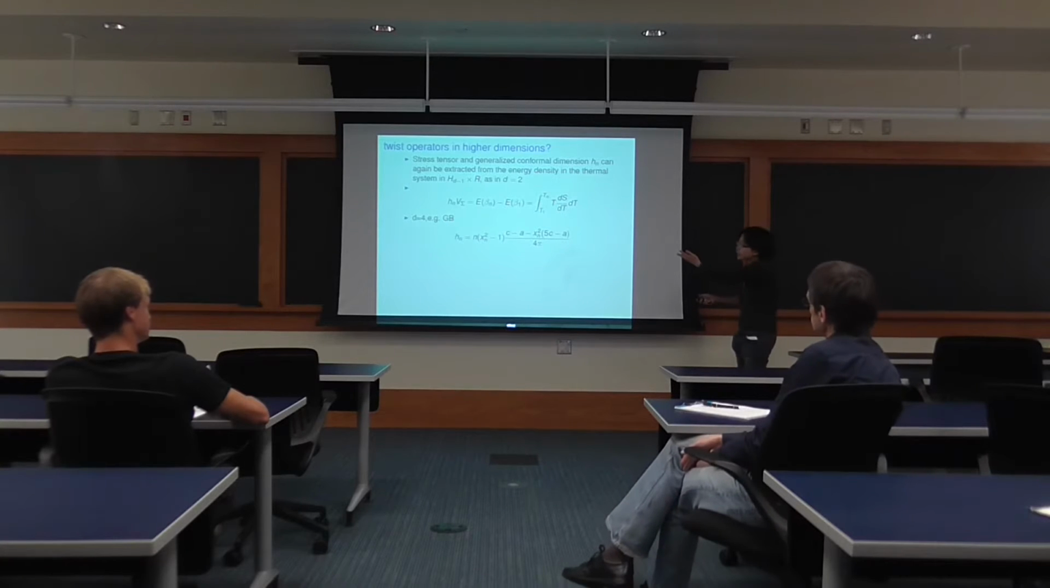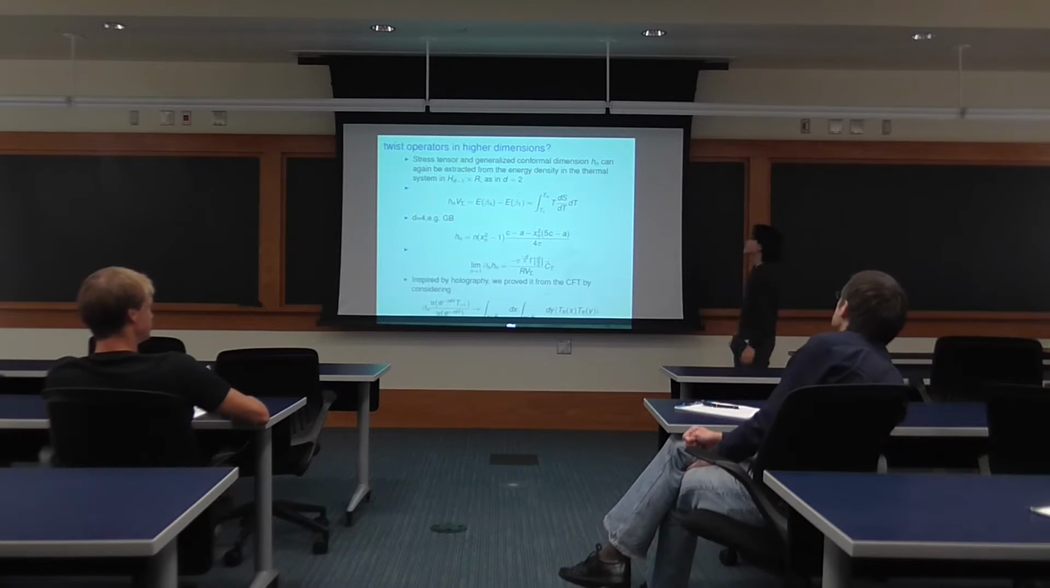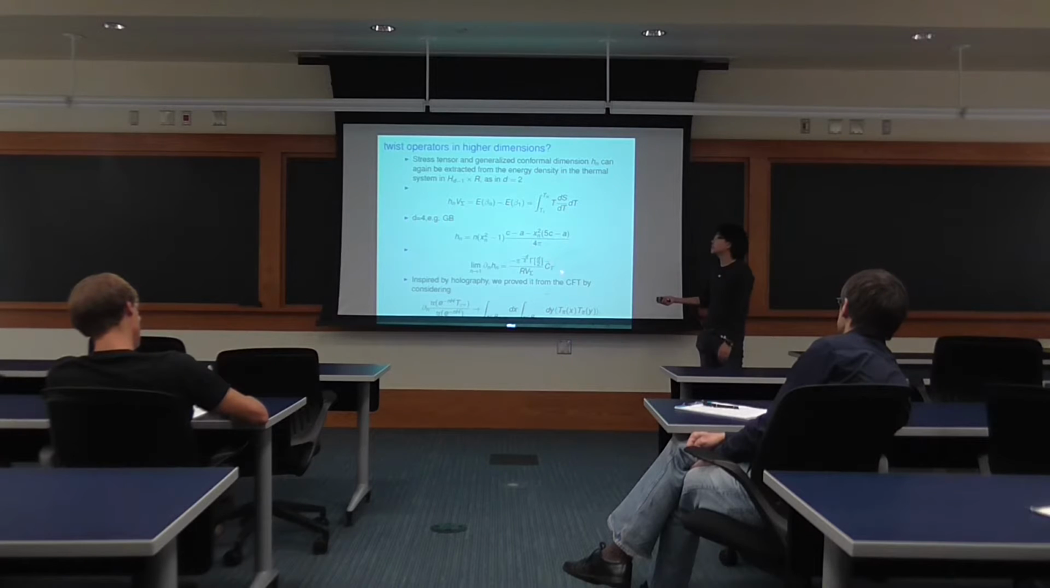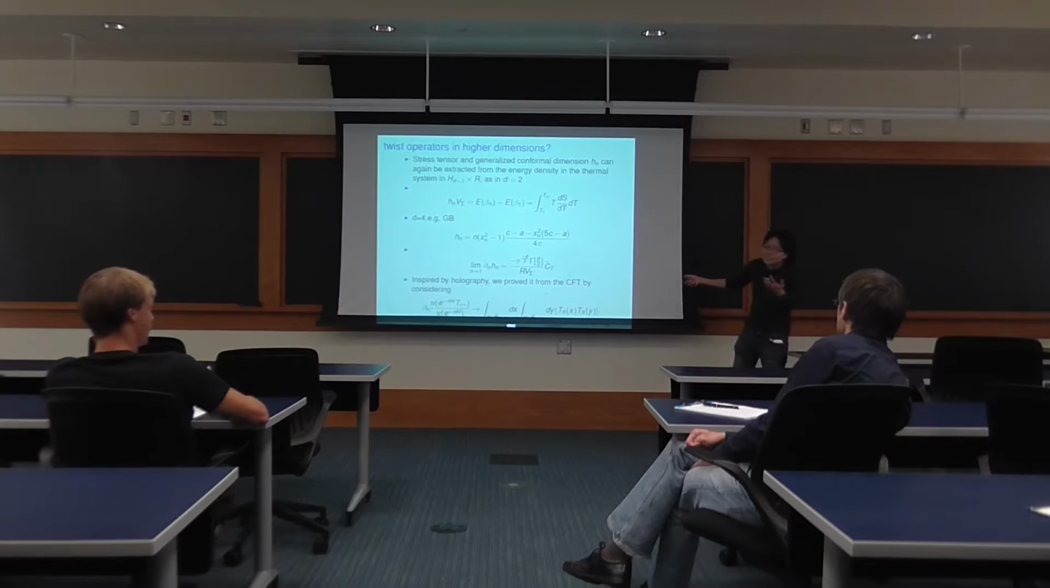So again, it doesn't look very illuminating, but when we take the limit n to 1 and take a derivative of this h, we just found that it is always proportional to the central charge of the two-point correlation function of the stress tensor. And after a moment's thought, we realized that you could actually prove it completely generally from the point of view of the conformal field theory.